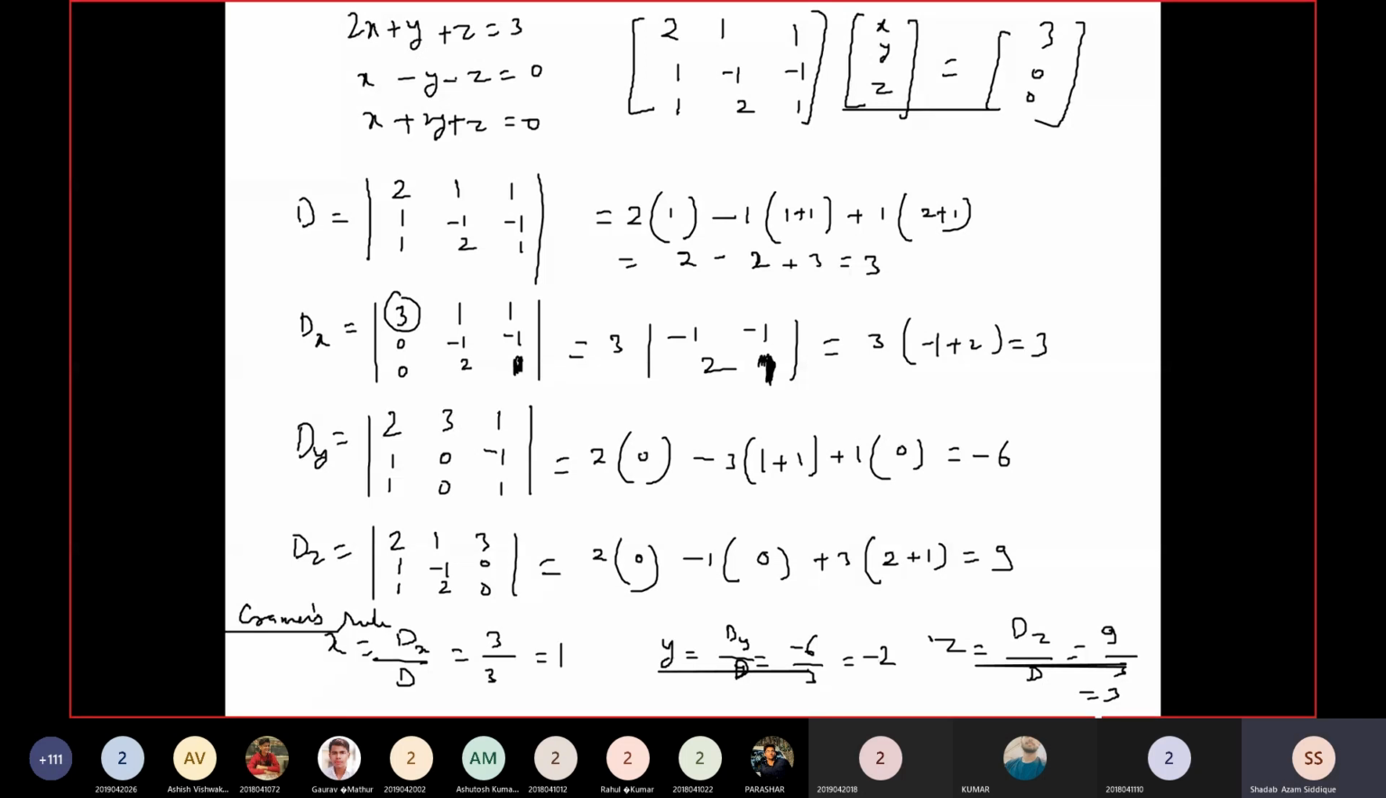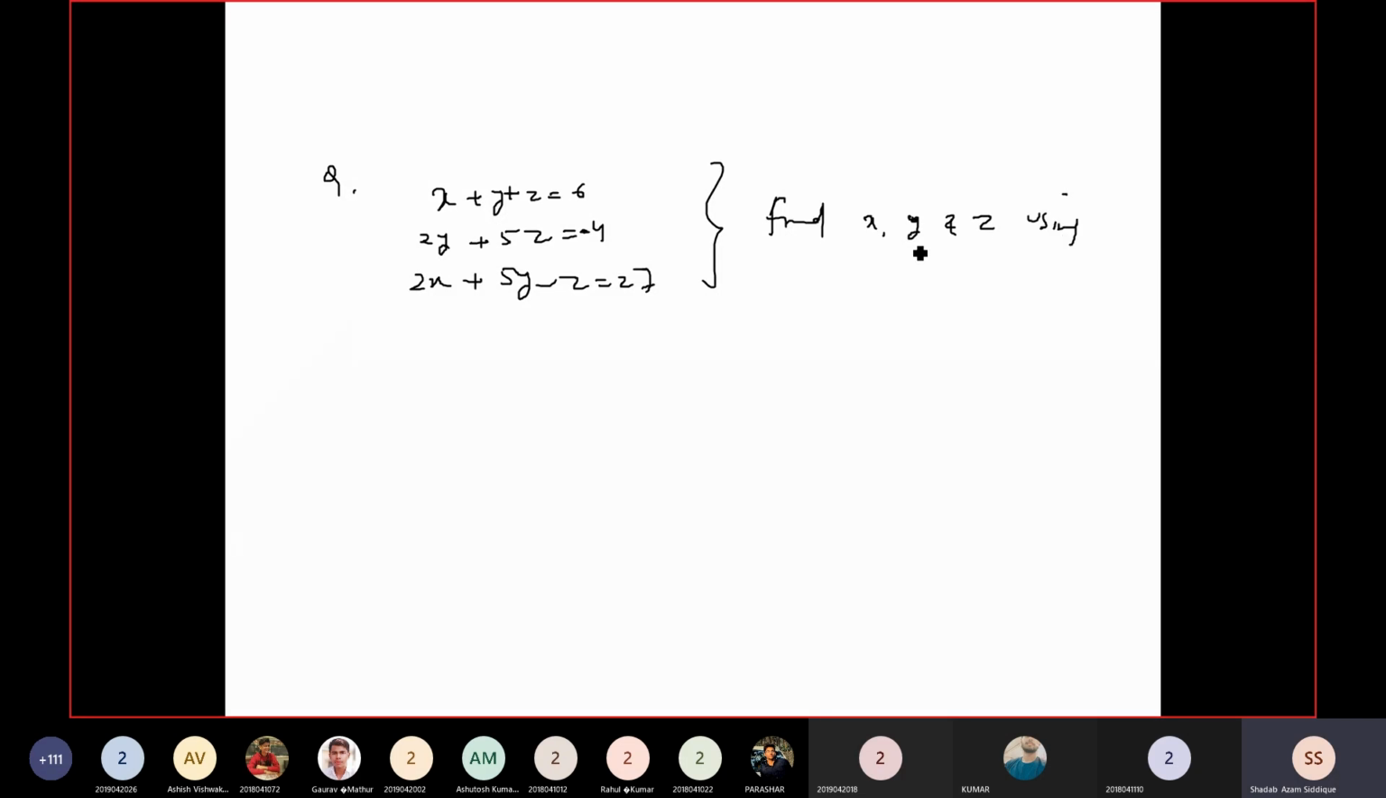See, I'm giving you one problem, try to find x plus y plus z, which is equal to 6. Again, the second equation has 2y plus 5z is equal to minus 4. And one more we have: 2x plus 5y minus z is equal to 27. Try to find x, y, and z using Cramer's rule.